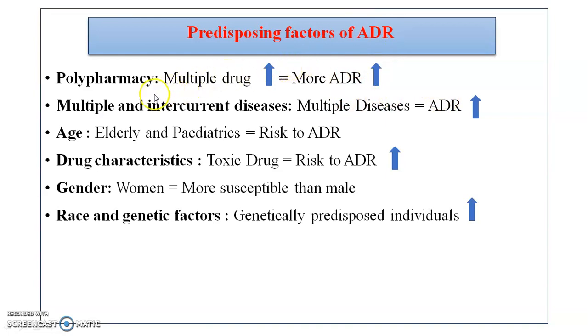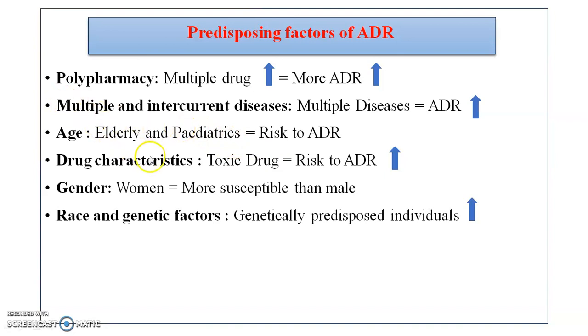The third predisposition factor is elderly as well as pediatric patients, that is age groups. Elderly patients, as you all know, have a compromised immune system and compromised body surface area, and they have multiple diseases. In case of pediatric patients, the body system has not yet developed. So elderly and pediatric patients have more chances of developing adverse drug reactions and are more at risk than adults.